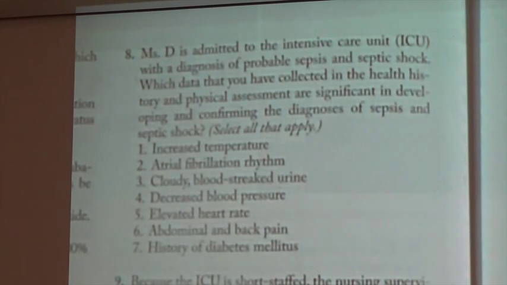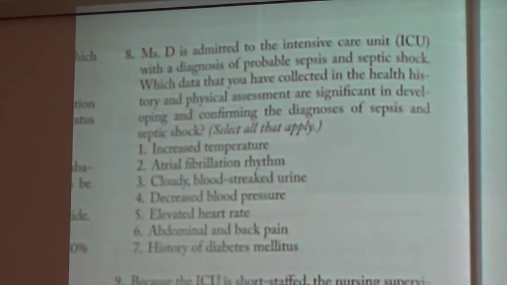We read way more into it. If the question is worded like that, I would, because it's asking the assessments are significant in developing. So that's a risk factor. History of diabetes is a risk factor for developing sepsis. We would pick things that are risk factors. Okay.